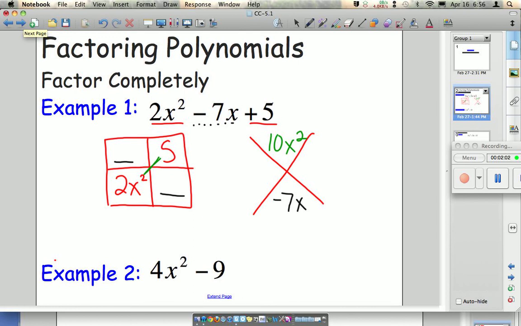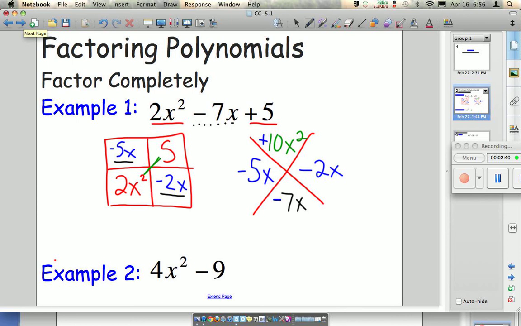So now we think about, what multiplies to 10x squared but adds to negative 7x? Well, the only way to add to a negative is with some negatives. And in fact, they're both going to be negative because they multiply to a positive 10x squared. That's one of the best ways to narrow down your choices. So two negative numbers multiplying to 10x squared, adding to negative 7x. Those two numbers would be negative 5x and negative 2x.